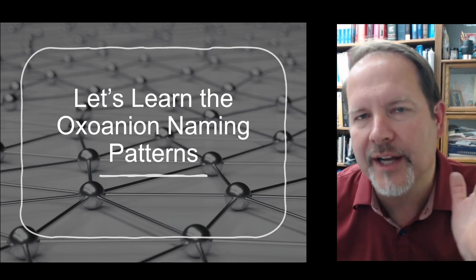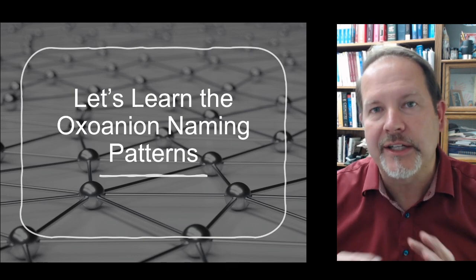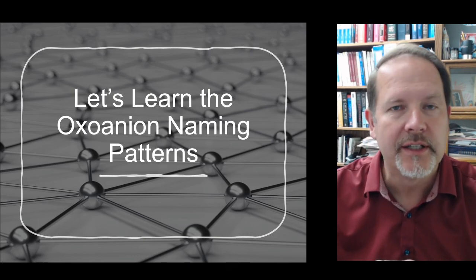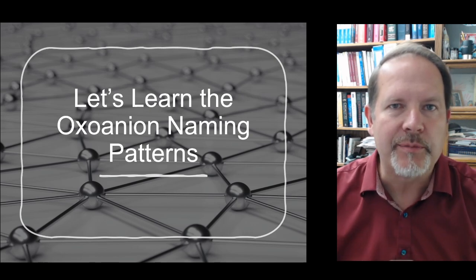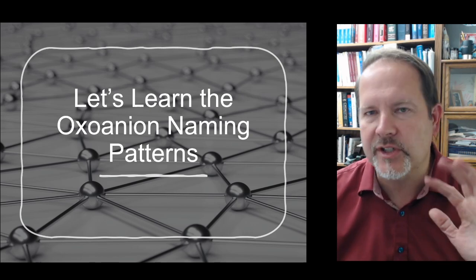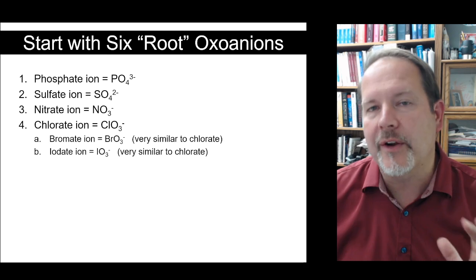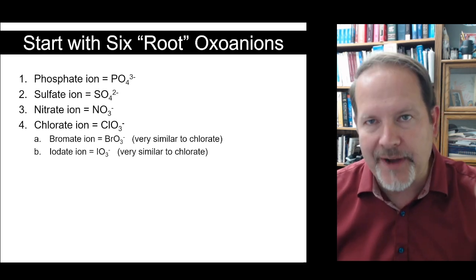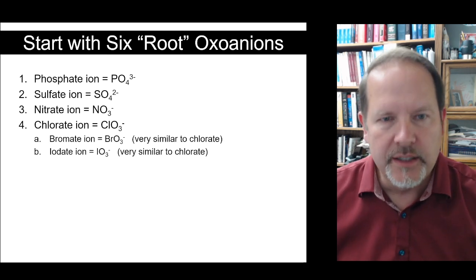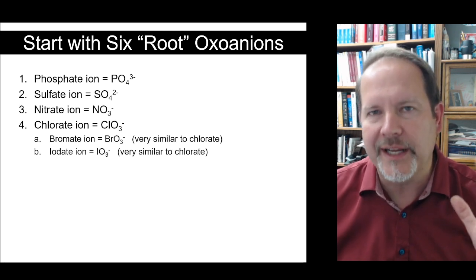Hayes. I want to teach you how to name oxoanions and know the pattern that's there. This is going to save you a bunch of time from having to memorize a bunch of different things. You're just going to memorize 6 things and some rules. What are they? Here are the 6 things you need to memorize: phosphate, sulfate, nitrate, chlorate, bromate, and iodate.